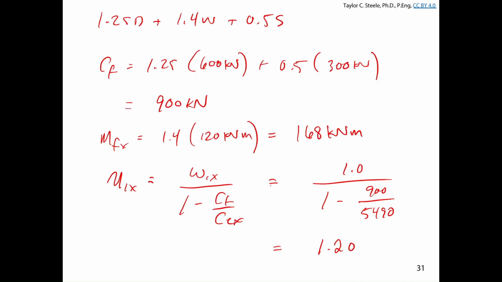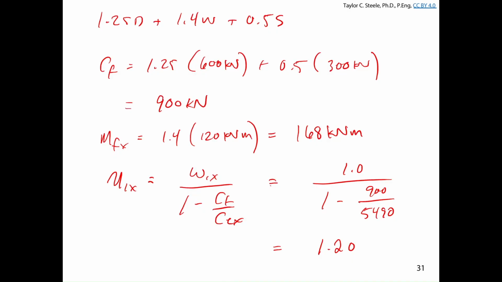Okay, so the P delta effect, or the Cf delta effect, is a little bit smaller. We get a slightly smaller U1x value, which reduces the overall extra moment, but 20% extra of 168 is a lot more than 28% extra of 48. Okay? So the next step for us would be to plug these into the interaction equations.